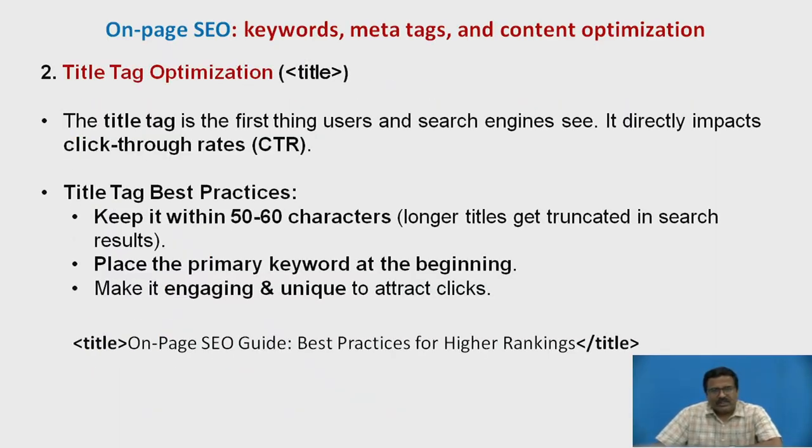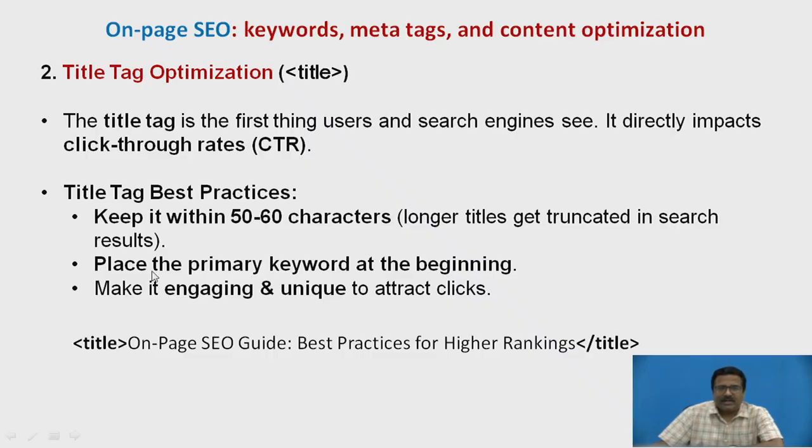Then the second is title tag optimization. Here we use the title tag which is there in our HTML page. This title tag is the first thing users and search engines see. This is the first tag whenever you parse your HTML file. So it directly impacts the click through rate, or CTR. Title tags are the best place where you can put your keywords. Normally you should use 50 to 60 characters in the title, and a longer title gets truncated in search results, right? So place the primary keyword at the beginning. Make it engaging and unique to attract clicks.